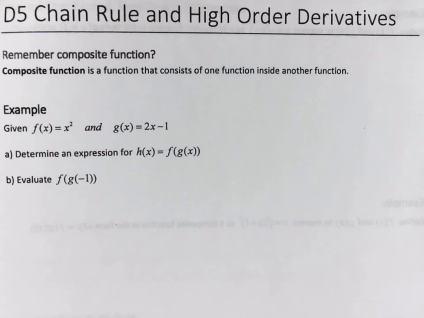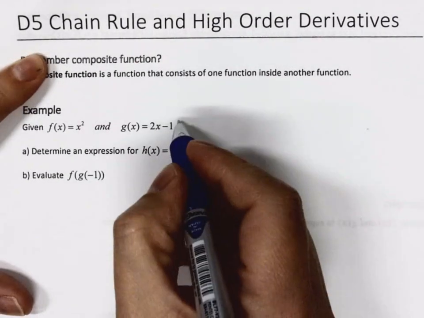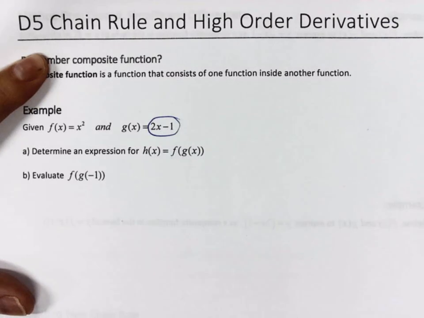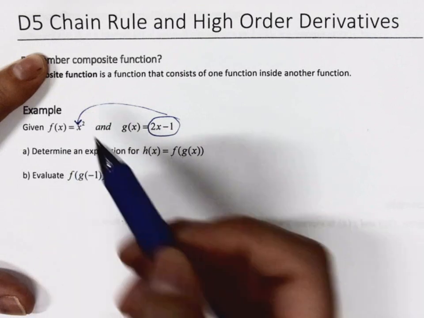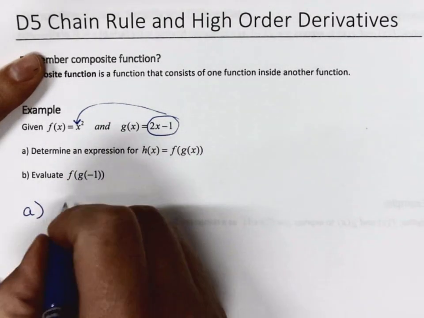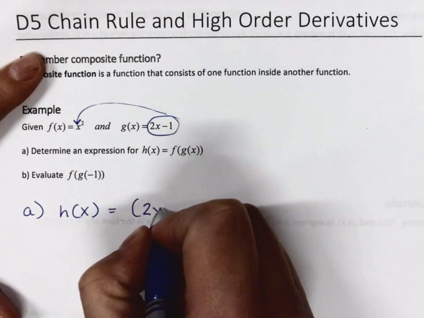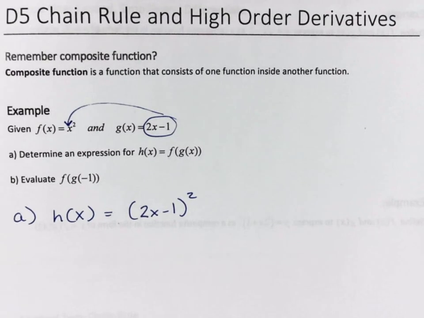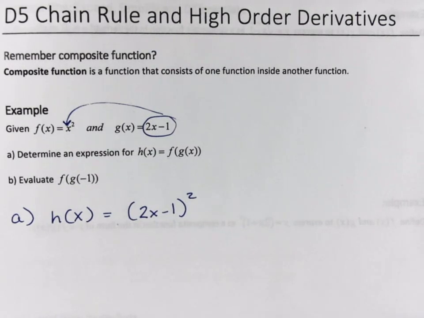So we're gonna roll back to chapter 10 in grade 12, and we're gonna do some composite functions here. So we're gonna determine the composite function of f of g of x. So g of x is gonna be our inside function, and it's gonna replace anything in f of x that is the variable. So for part A, we're gonna have h of x equals (2x minus 1) squared. That would be the composite function of that. We took the g of x function and we put it inside the f of x function.